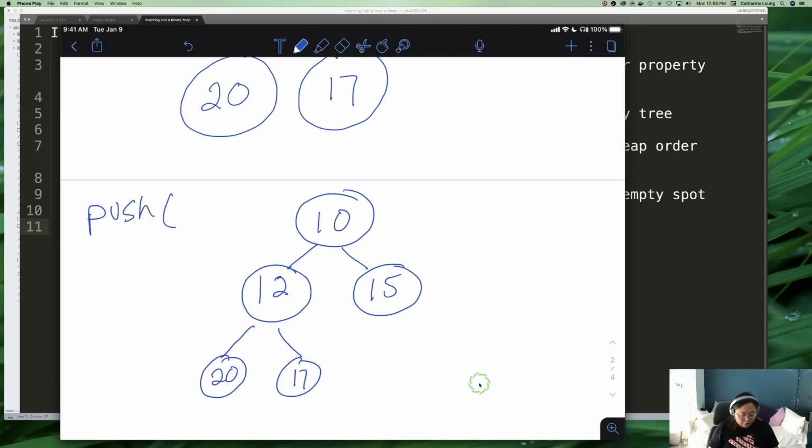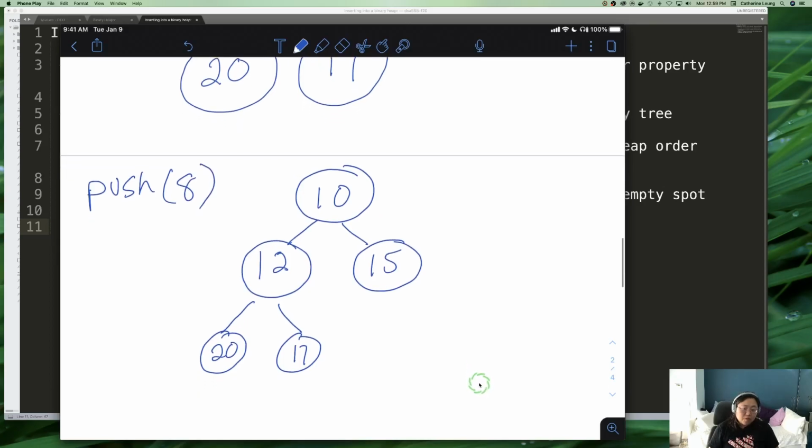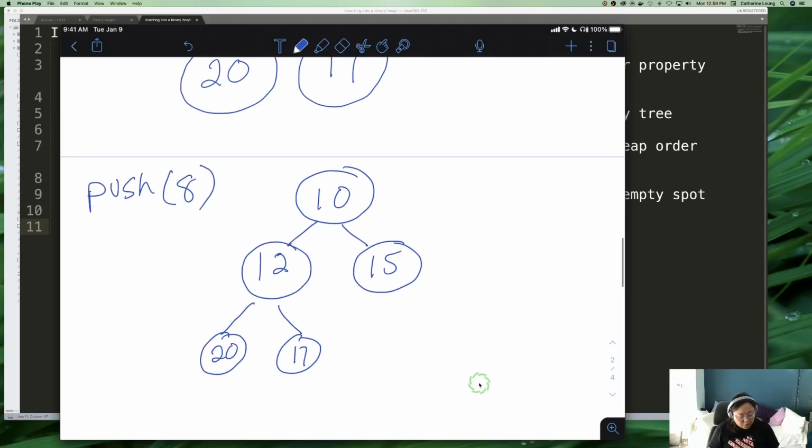Okay, let's push 8. What would this do, pushing 8? So pause the video, create your empty node, and then try to manipulate your tree so that it works, okay? So pause now. 5, 4, 3, 2, 1.